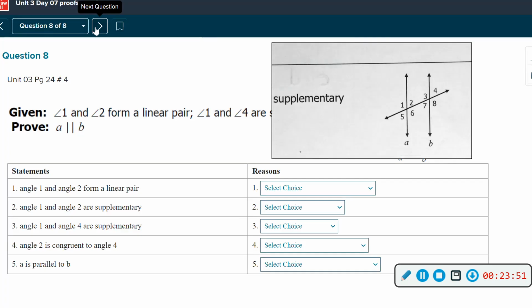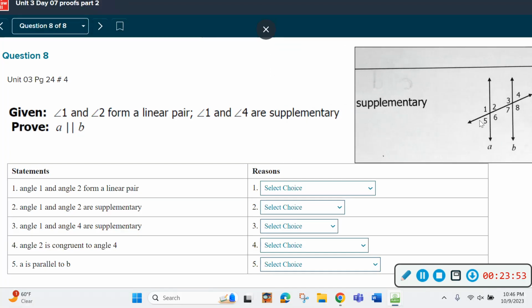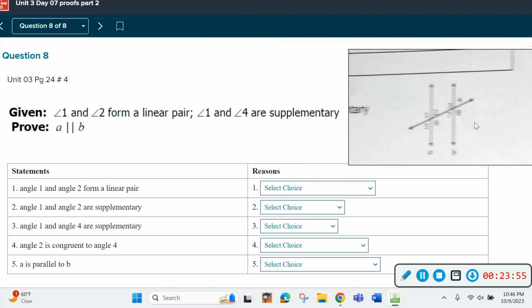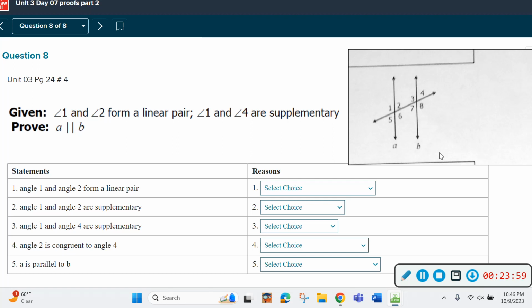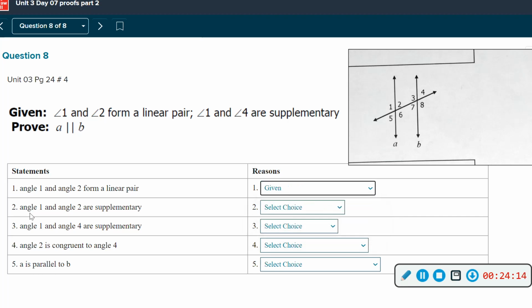All right, last problem. Let me move this over. Okay, so on this problem, we always do our givens first. So 1 and 2 form a linear pair, 1 and 4 are supplementary, and what we're trying to prove is that the lines are parallel. So 1 and 2 are a linear pair. That was given to us. 1 and 2 are supplementary.